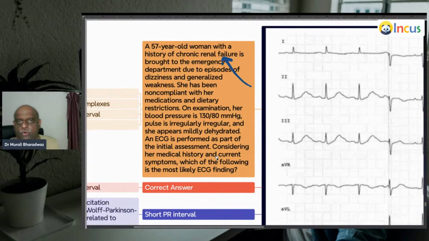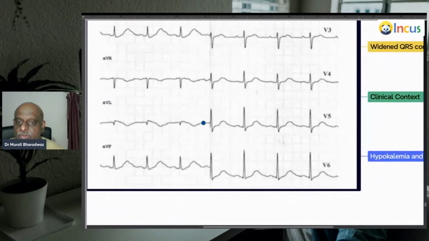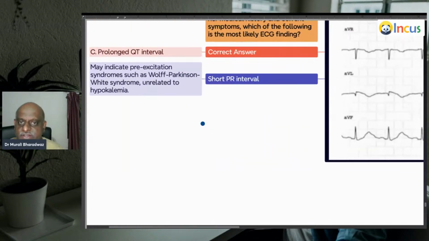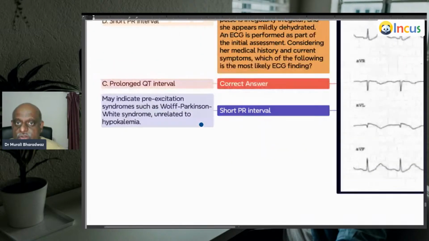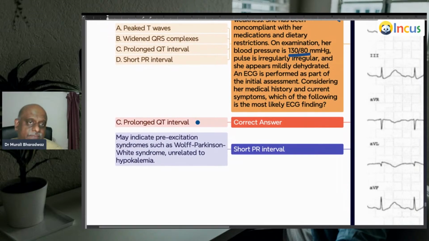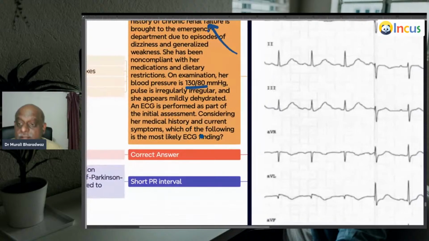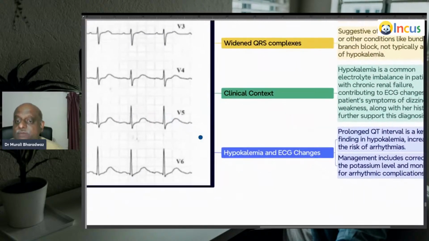This 57-year-old with chronic renal failure is brought to the emergency, right? And the BP is 130/80, pulse is irregular, ECG is being performed. So what do you see in this ECG? So given all her history, what is the possibility in a chronic renal failure for you to expect?